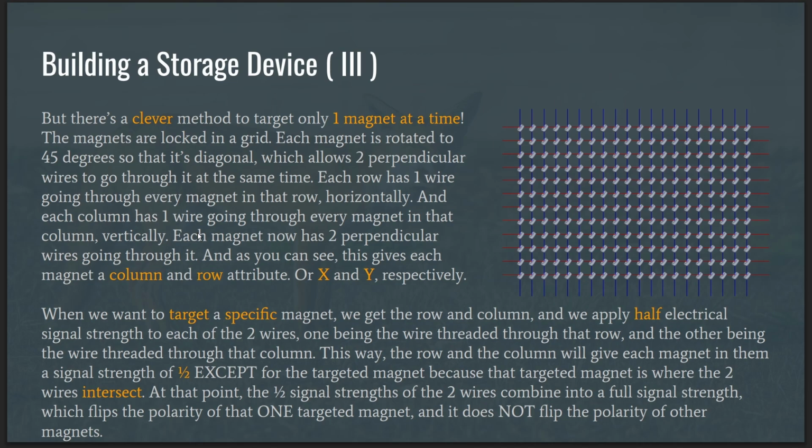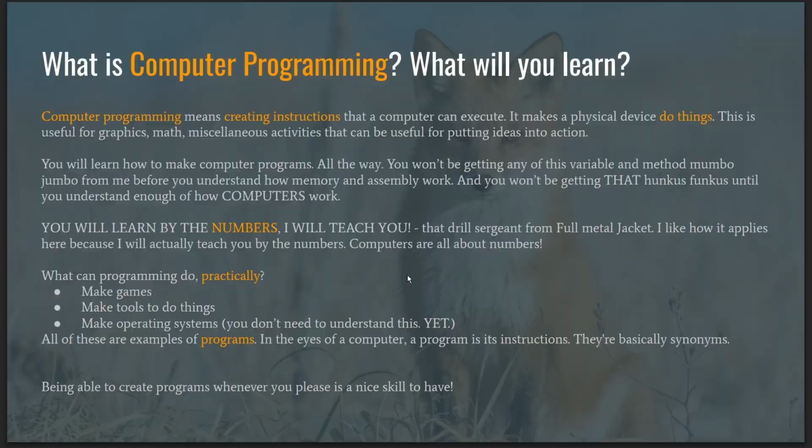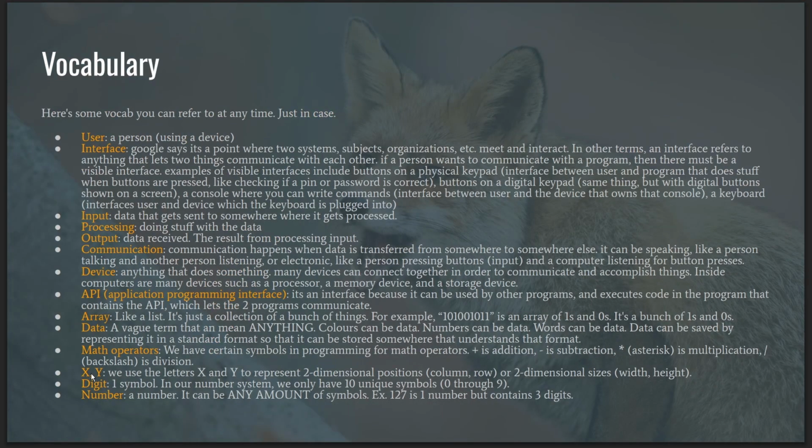So each magnet now has 2 perpendicular wires going through it. And as you can see, this gives each magnet a column and row attribute, or X and Y respectively. And also, I just want to refer back to the vocabulary that X and Y, we use the letters X and Y to represent 2-dimensional positions, column and row, or two-dimensional sizes, width and height. You could use it for other things as well, but that's what it's most commonly used for.